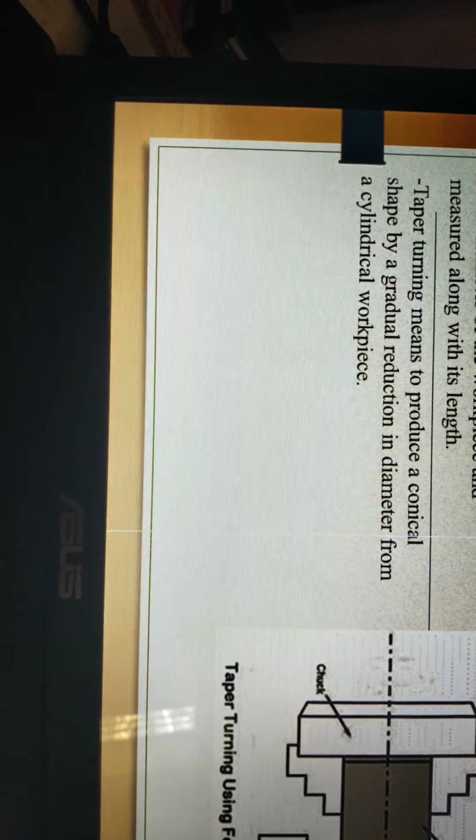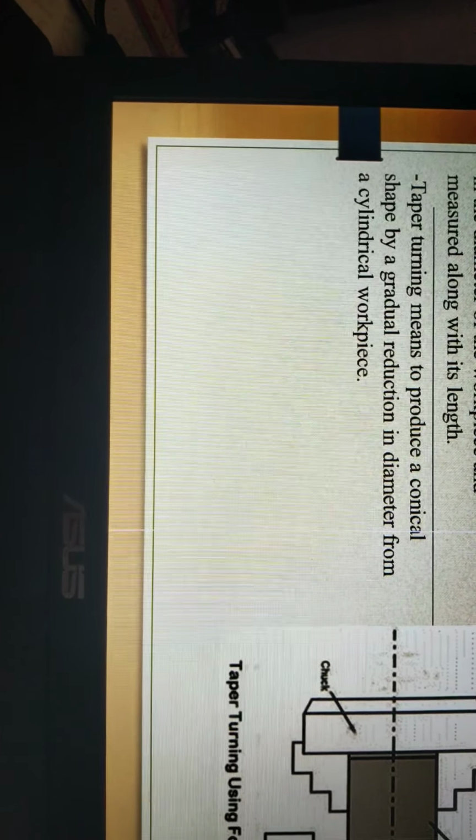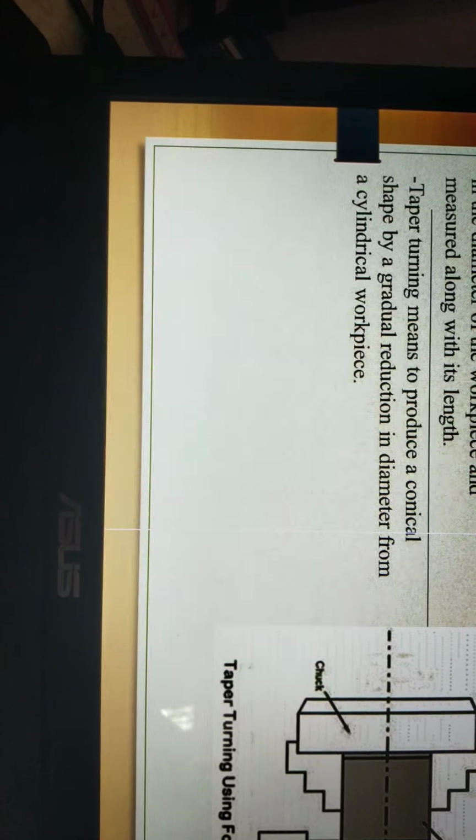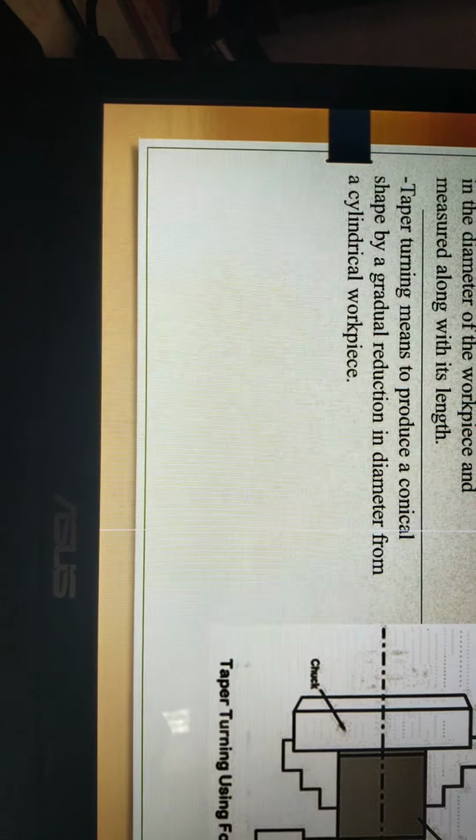Taper turning. A taper is the uniform increase or decrease in diameter of the workpiece measured along its length. Taper turning means producing a conical shape by gradual reduction in diameter from a cylindrical workpiece.